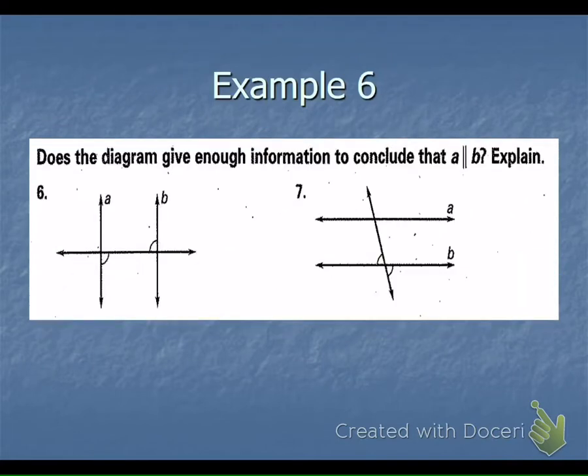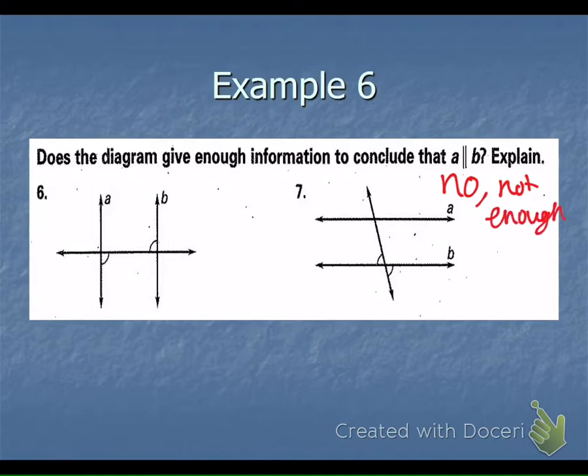All right. Let's just do a matching. So one of these is a yes, one of these is a no. Which one do you think? Number 7 is a no. Why do you say this one's a no? Because of the line that's going through it.